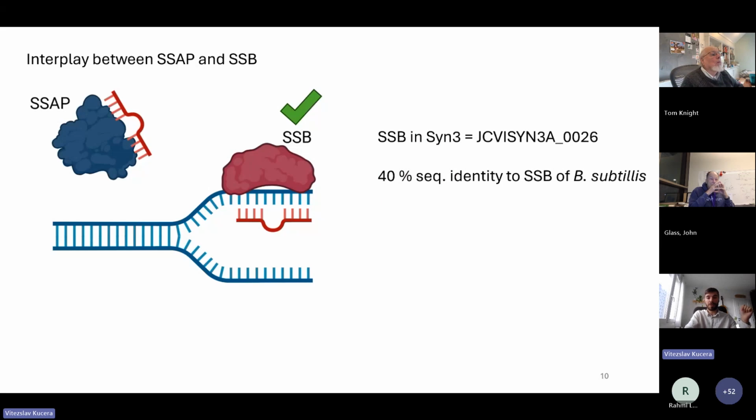And the good thing about this protein, which also makes us hopeful, is that it has a 40% sequence identity to a single-strand binding protein of Bacillus subtilis. This sequence identity is quite important, or we hope it to be, because this single-strand binding protein, for the recombineering to work, needs to interact with another protein, and that is the single-strand annealing protein.